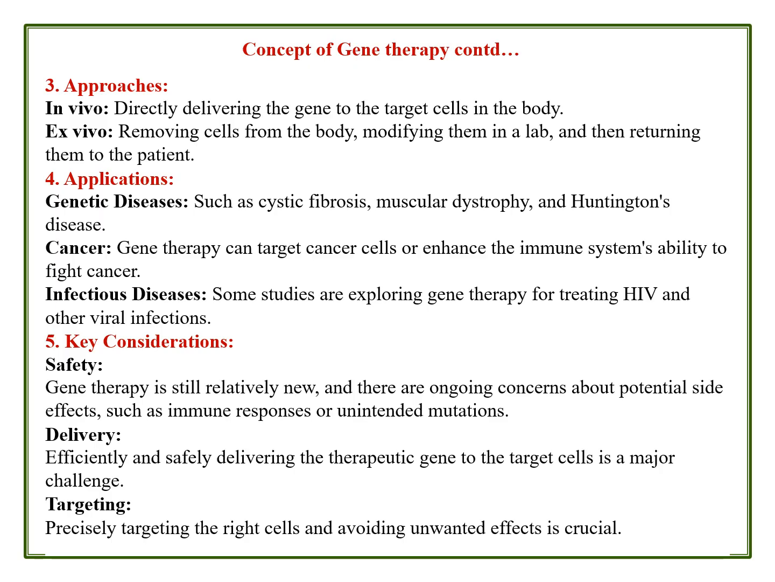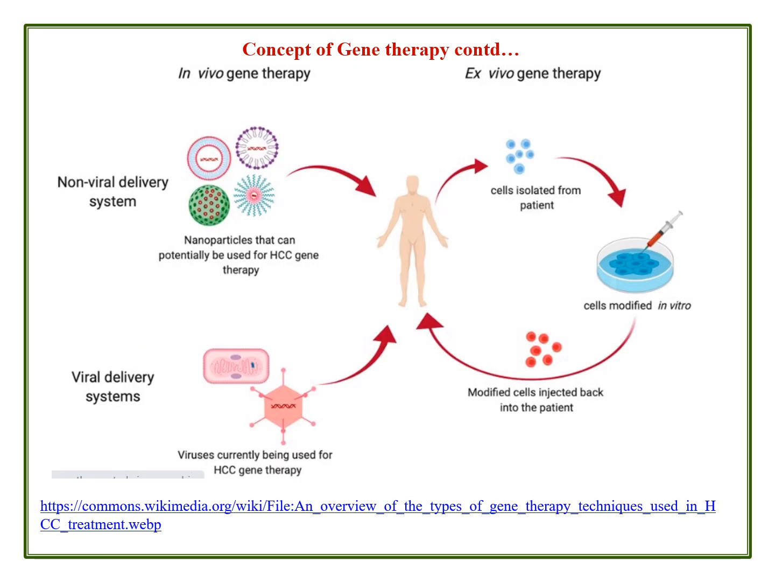Delivery: efficiently and safely delivering the therapeutic gene to the target cells is a major challenge because so many obstacles are there. During the transportation, the gene must not be modified, must not be mutated, must not be deviated, or become dormant, so it must be active. Precisely targeting the right cells and avoiding unwanted effects is crucial in the gene therapy process. So this is the schematic, diagrammatic representation of gene therapy, ex vivo and in vivo.